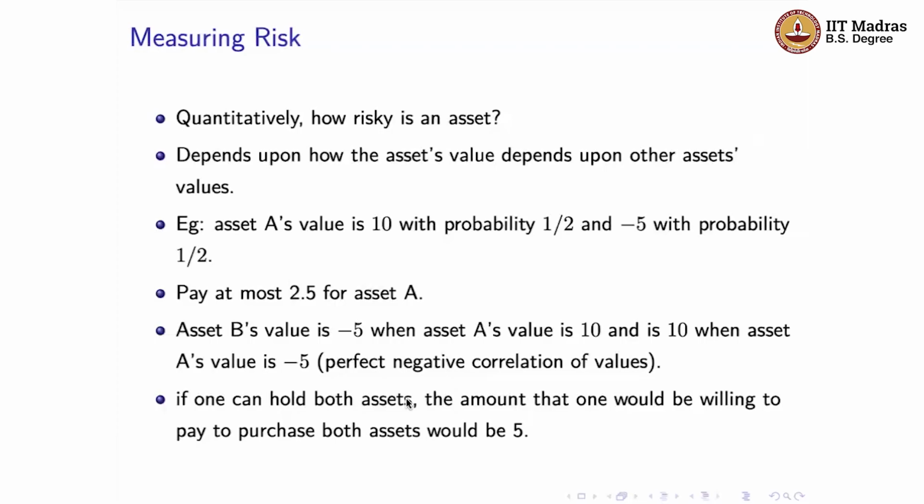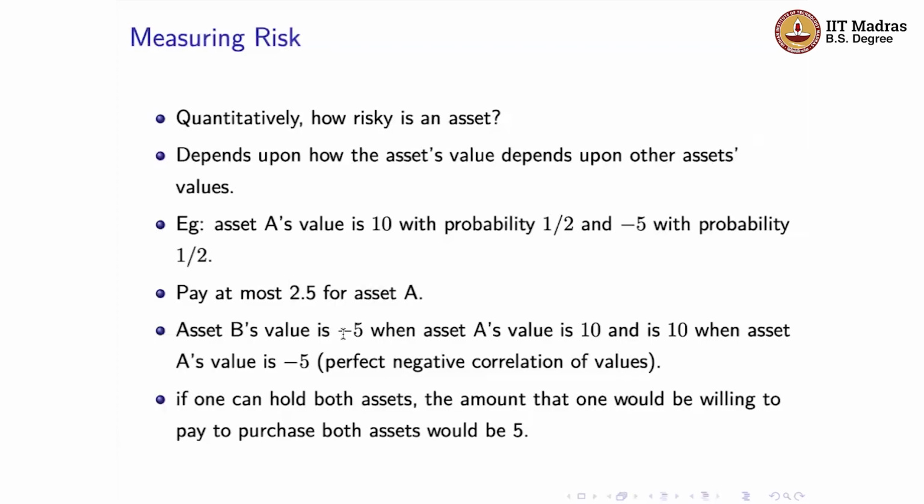Why is that the case? Because in the state in which asset A's value is going to be 10, asset B's value is going to be exactly minus 5, right? So if you have both of these assets in your portfolio in equal share, then you know that you are going to get a value of 5 in this state, right? And similarly, in the other state, you have got a value of minus 5 for asset A and a value of 10 for asset B.